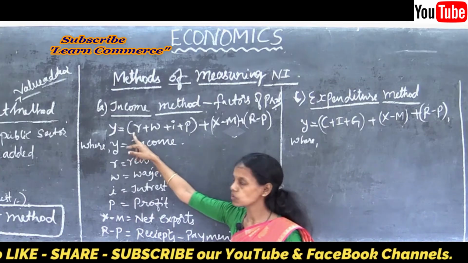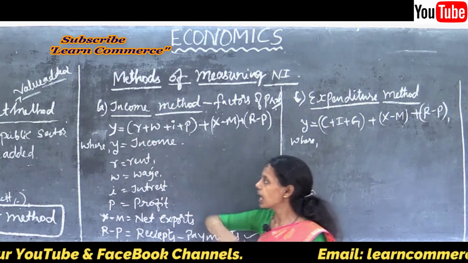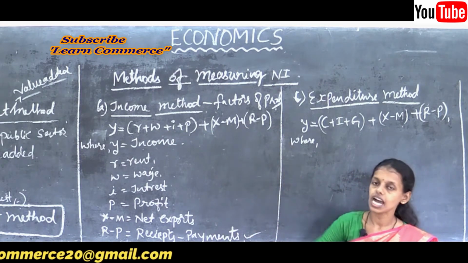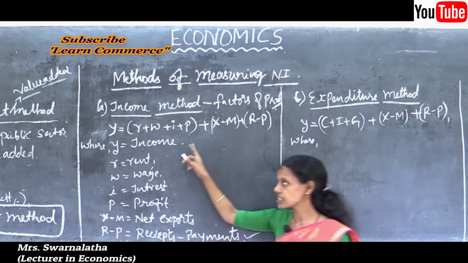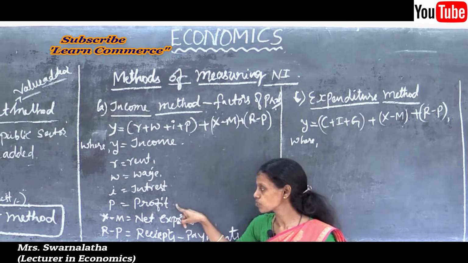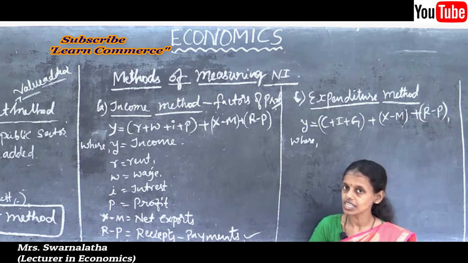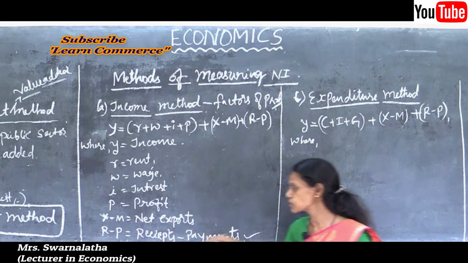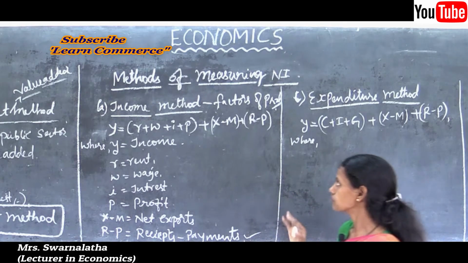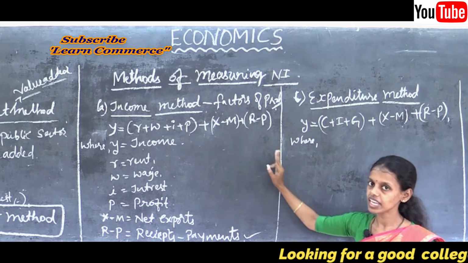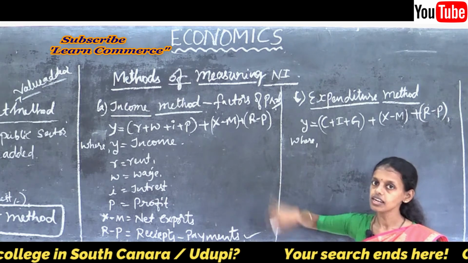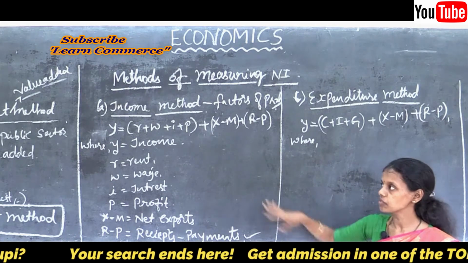So, here the equation is Y is equal to R plus W plus I plus P plus X minus M plus R minus P. Y means income, R means rent, W means wage, I means interest, P means profit, X minus M means net exports are included, and R minus P means receipts minus payments are included while calculating the national income. This is one of the major methods of calculating national income. We also discussed the income method in the circular flow as the money flow method.